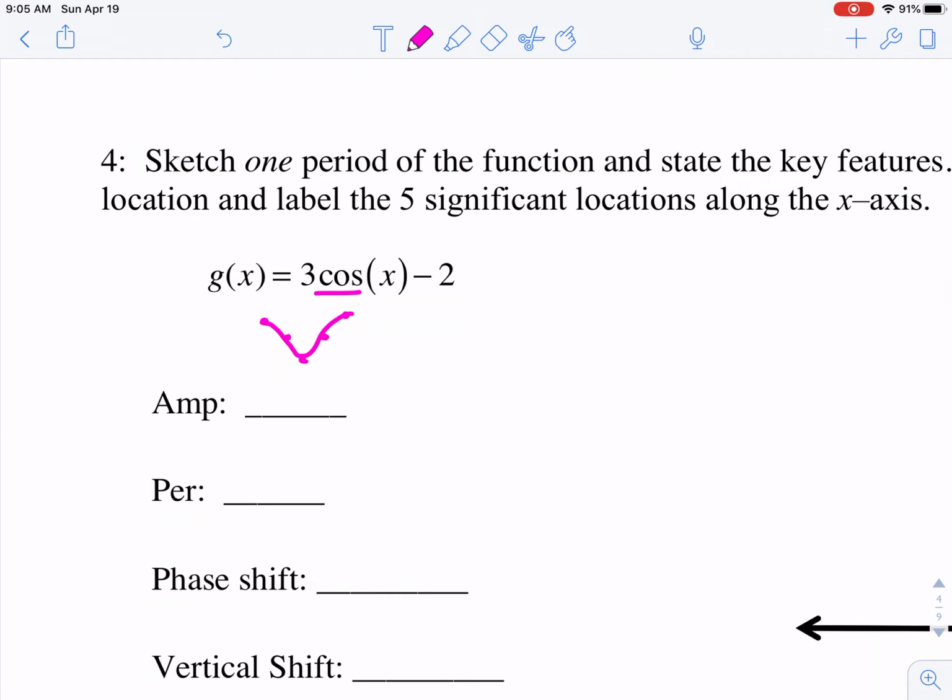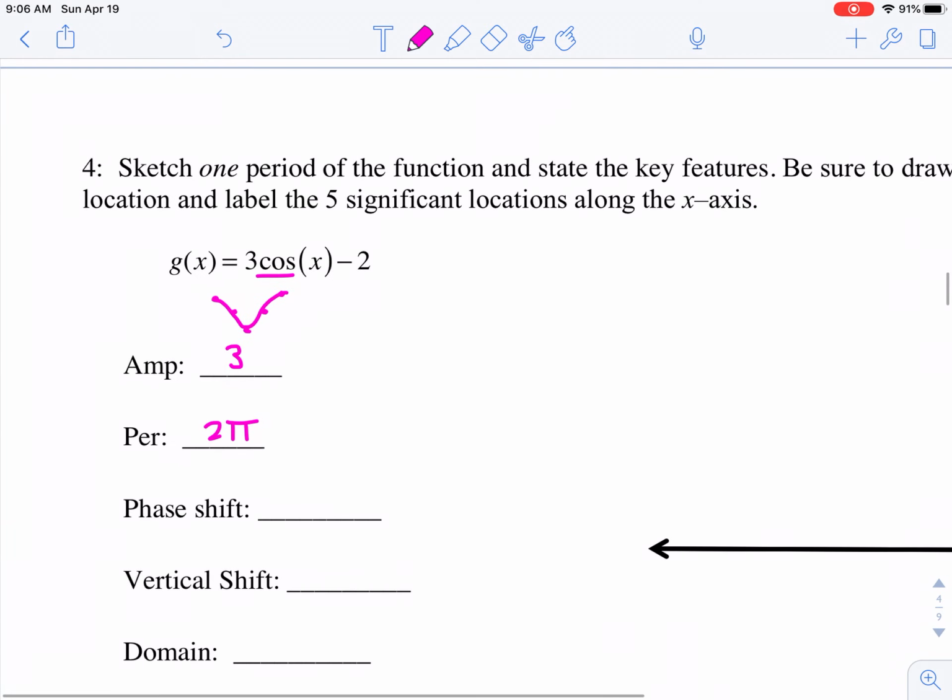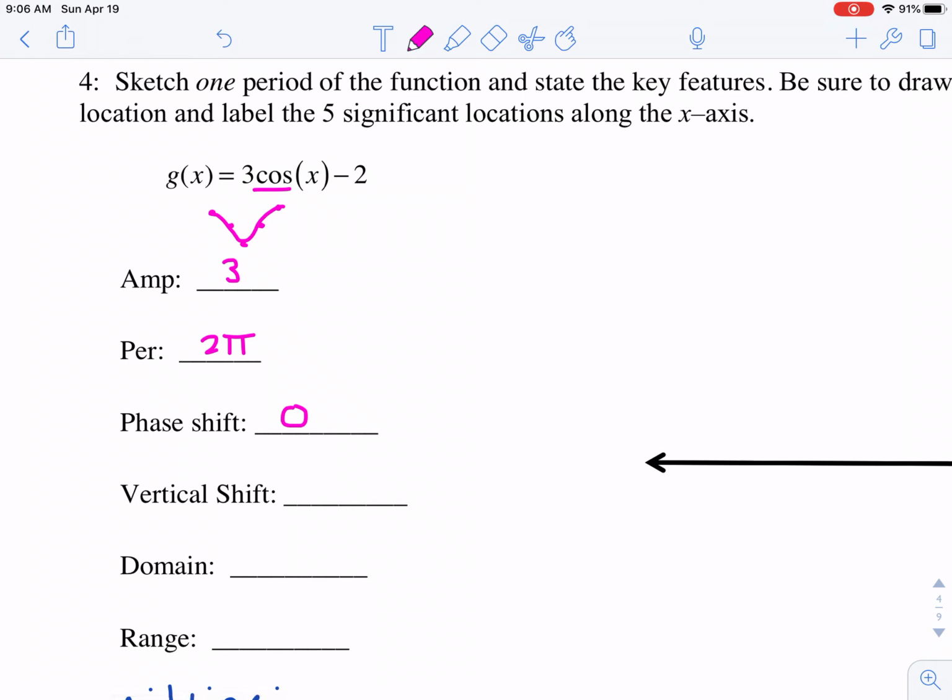Now I'm going to calculate all these key features. So my A value is 3, which does tell me my amplitude is 3, right? The absolute value of that A value gives me my amplitude. My period, I don't have a B value, so my period is still 2 pi. A phase shift, remember that's a shift left or right. We would see that in the C value. We don't have a C value, so we don't shift left or right, so a phase shift of 0. We do have a vertical shift from that D value, so we are going to shift down 2.